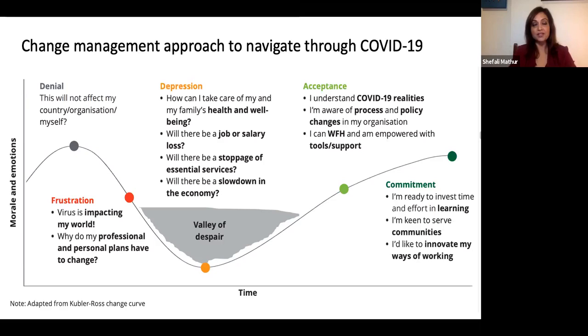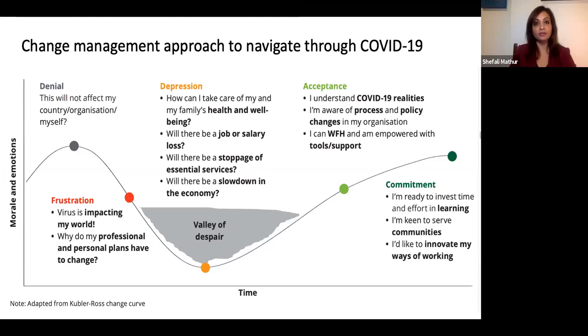What happens to the essential service? How am I going to afford to buy things? Will they be available? The economy slows down. So what happens to my nursery or the school? What happens when we open up? So there are all sorts of these negative emotions that flow into it, that have been flowing out.